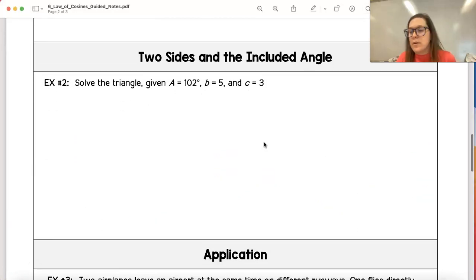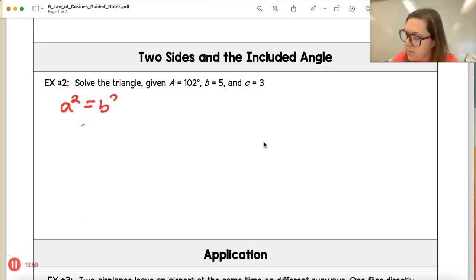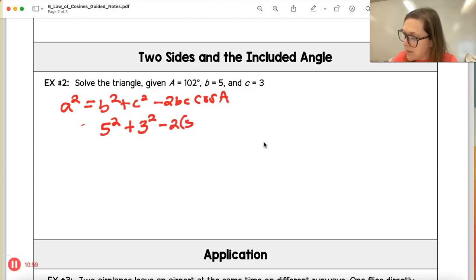Example number 2. So here we are given 2 sides and the included angle. So what do we want to do first? We're given angle A, which means we're probably going to have to solve for side A. So we know that A squared is equal to B squared plus C squared minus 2BC cosine A. So let's plug it all in. So B squared is 5 squared plus my C squared is 3 squared minus 2 times 5 times 3 cosine, oh, my A, we know my A, cosine of 102 degrees.